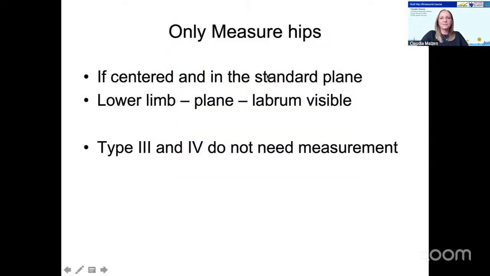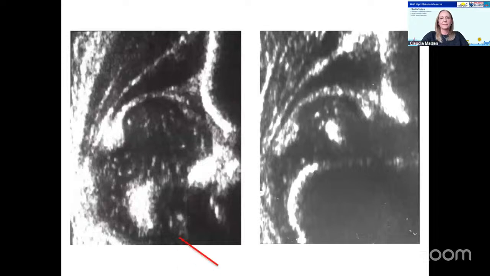Again, only measure hips if they're centered and in the standard plane. So we want to see the lower limb, the plane, and labrum visible in a centered hip. And we do not measure type 3 and type 4 hips. Example, here we have a decentered hip. Do we measure? We can't measure because we don't have our lower limb clearly visible, and we are here in a posterior plane.